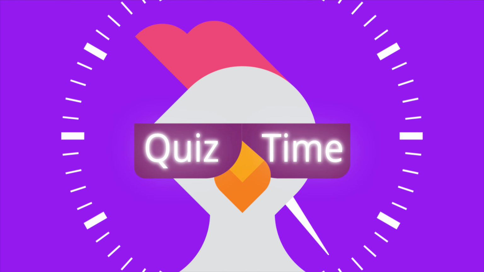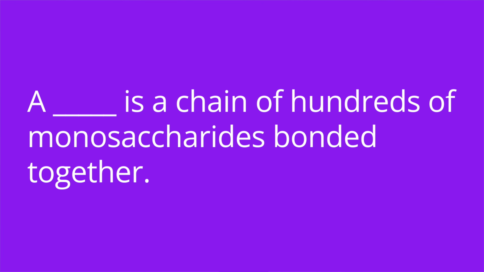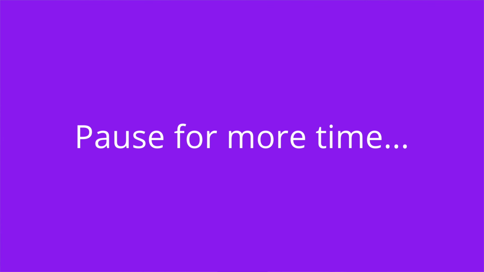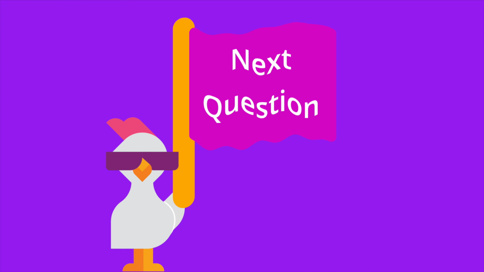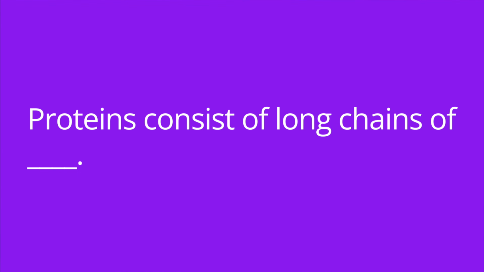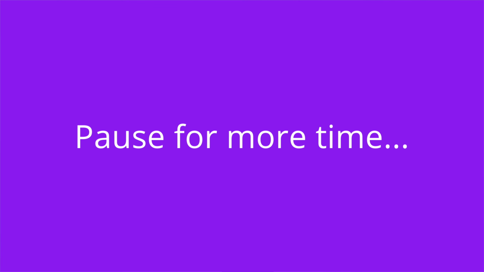All right, it's quiz time, and I have 7 questions for you. Question number 1. A blank is a chain of hundreds of monosaccharides bonded together. The answer is a polysaccharide. Number 2. Proteins consist of long chains of blank. The answer is amino acids.